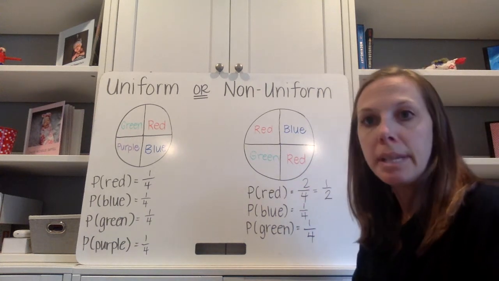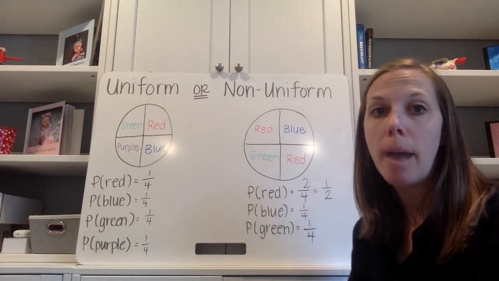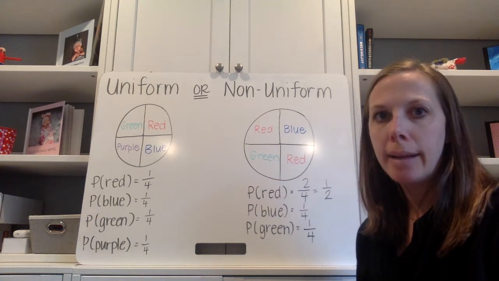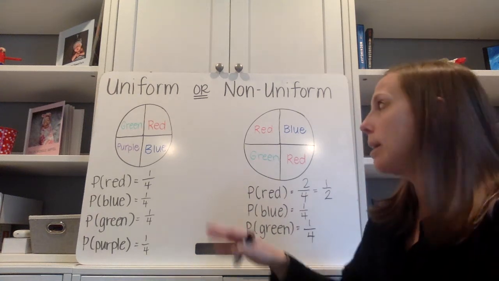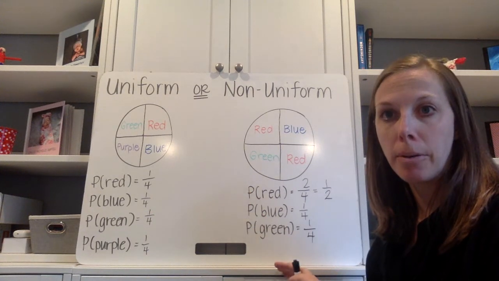So what you're going to be doing today is you're going to continue practicing how we write probability models, how we find theoretical probability, and now we're going to add in the piece of, once you've done that, is it a uniform or a non-uniform probability model?